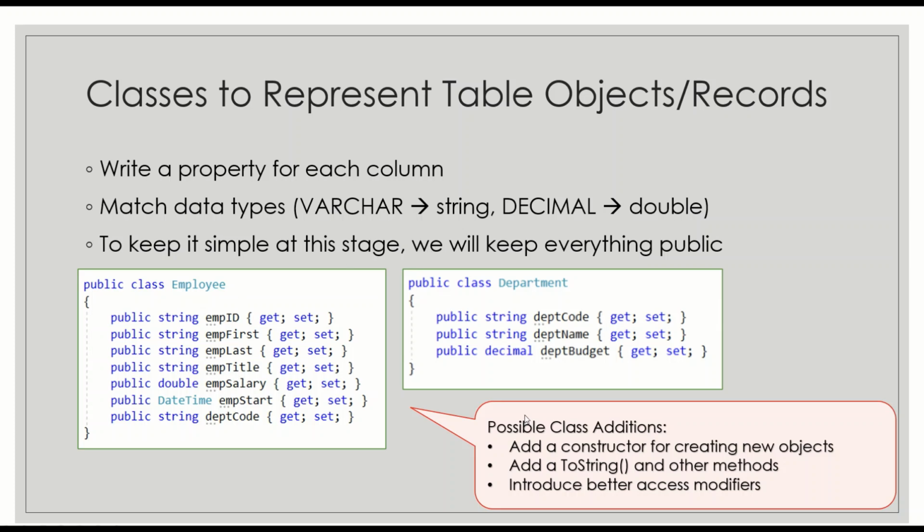And I've put in a note here about improving these classes later. So to keep things simple at this stage, we're going to keep everything public. I'm just going to have some public properties here that all have get and set accessors. So you can see the two classes that I've created, employee on the left and department on the right.